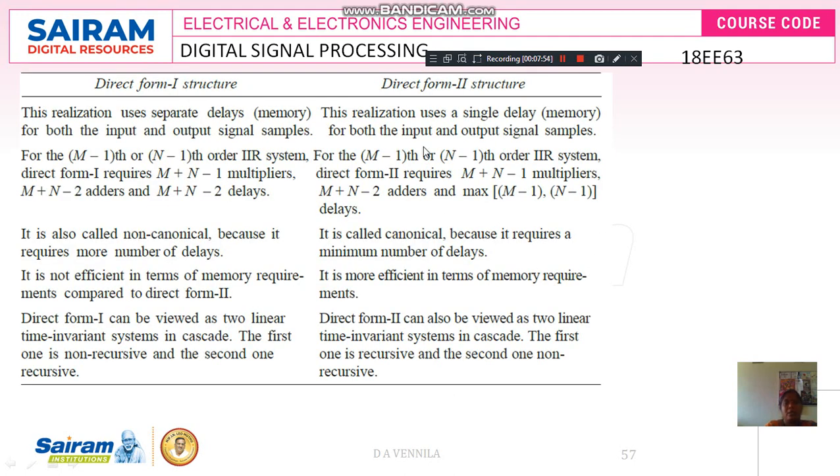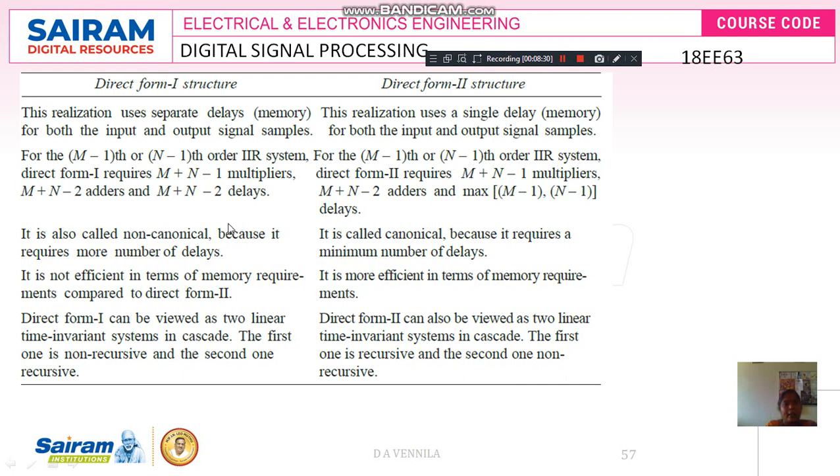So what is the difference between direct form 1 and direct form 2? Direct form 1 uses separate delays for each and every input. Here common delays will be used for each and every input. For m minus 1th order IIR filter, direct form 1 requires m plus n minus 1 multipliers, m plus n minus 1 adders, and m plus n minus 1 delays. But all this will be reduced here. It needs only a maximum of m minus 1, n minus 1 delays. Delays will be reduced in direct form 2.